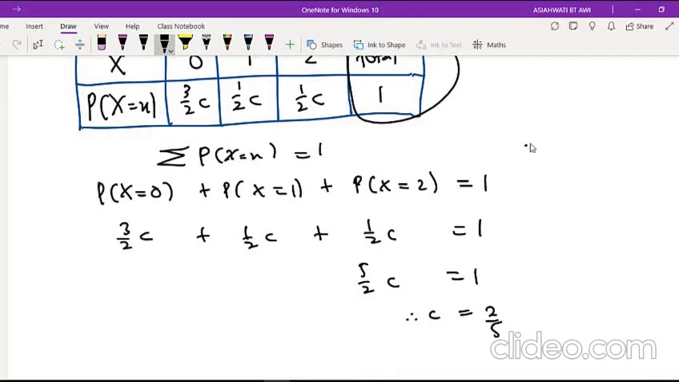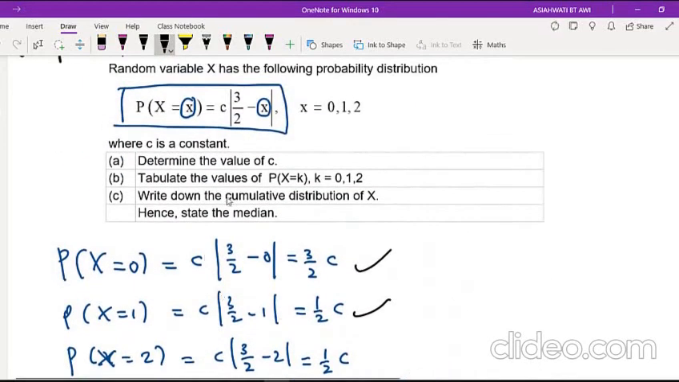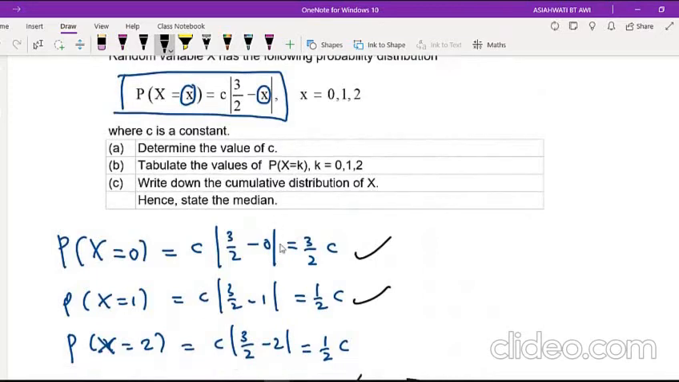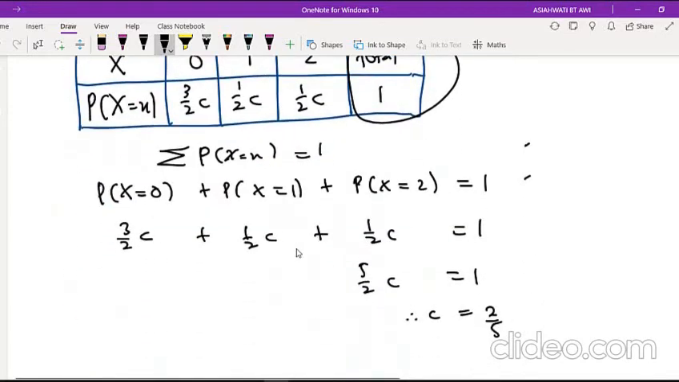Okay, you must not skip this step. So this is part A: determine the value of c. So the answer for c is 2 over 5.